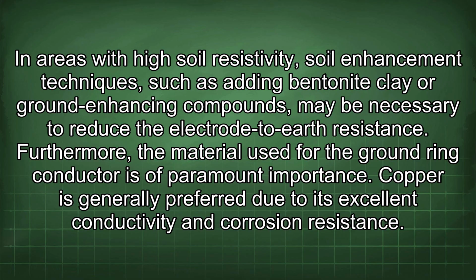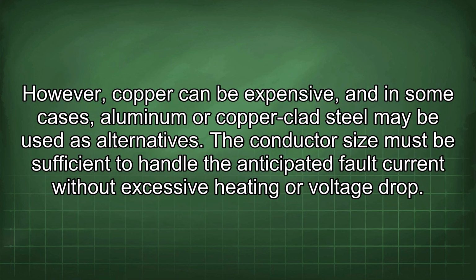Furthermore, the material used for the ground ring conductor is of paramount importance. Copper is generally preferred due to its excellent conductivity and corrosion resistance. However, copper can be expensive, and in some cases, aluminum or copper-clad steel may be used as alternatives.